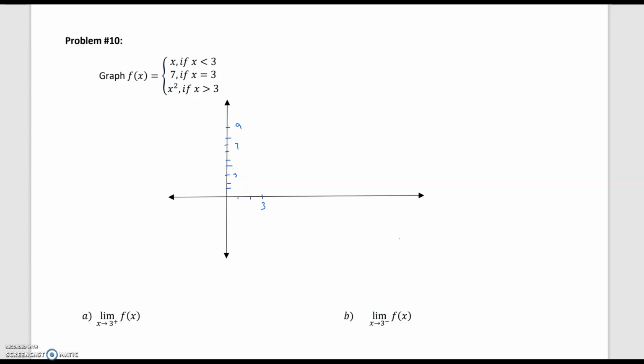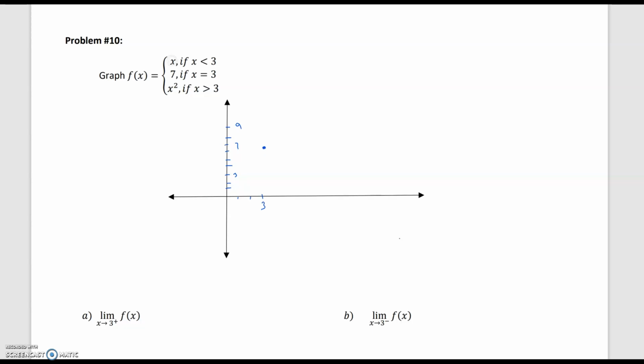Hi class, let's take a look at problem 10. Now on problem 10, we have a piecewise defined function and technically we have three conditions. Let me start with the easiest one to do, which is technically the middle one that is just a coordinate point at 3, 7. So technically at 3, 7, we're gonna have a dot here.